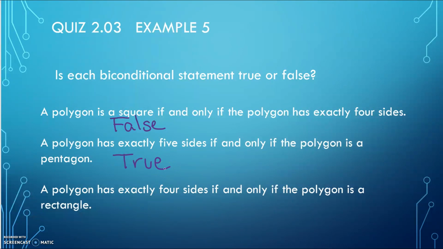A polygon has exactly 4 sides if and only if the polygon is a rectangle. A polygon is a rectangle if and only if the polygon has 4 sides. Well, there are lots of polygons with exactly 4 sides that are not rectangles. They could be squares or parallelograms or trapezoids. So this one is false.